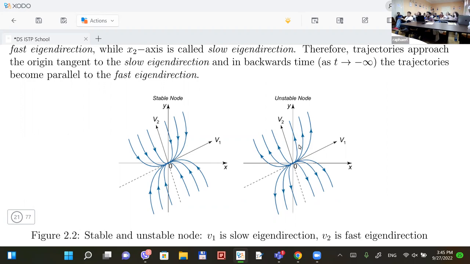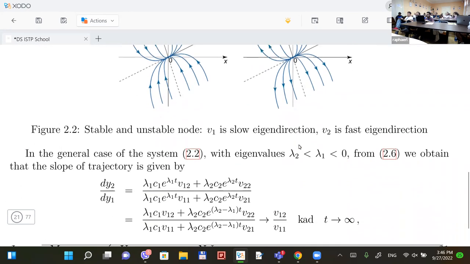Now the slow and fast eigendirections are determined by the eigenvectors. The slow eigendirection is determined by the eigenvector which corresponds to the eigenvalue closer to zero. This is the slow part. And the fast part will be the one corresponding to the eigenvector with the eigenvalue far from zero. Again, we have the same situation.